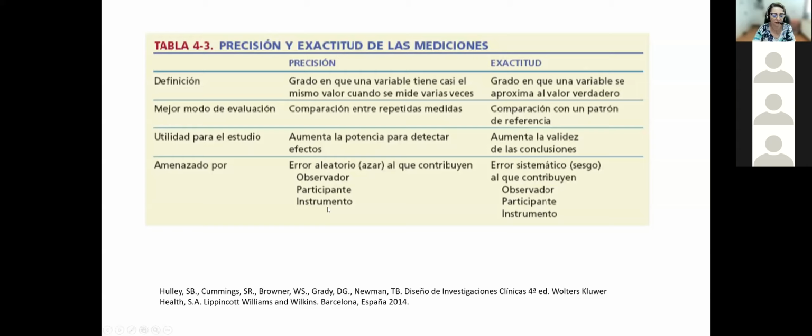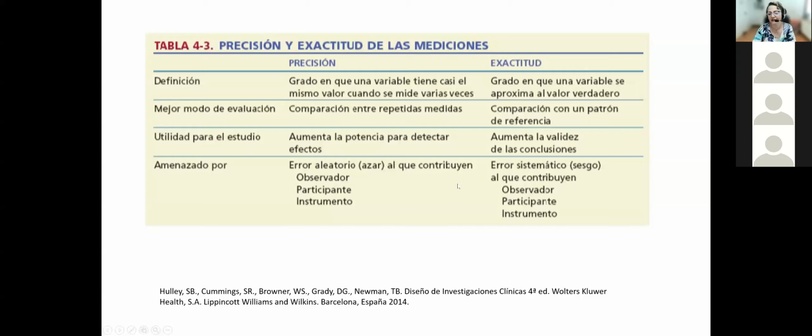We have the observer, the participant, the measurement instruments that affect the exactitude or validity, because the bias will put me further removed from the exact value. And this is a systematic variation of the truthful value.